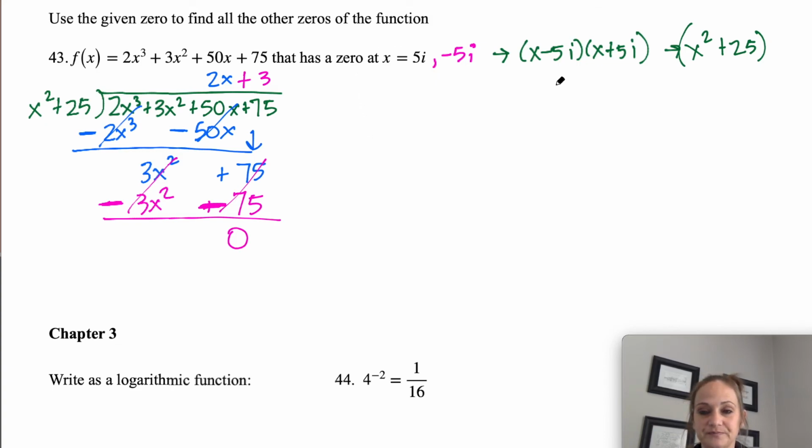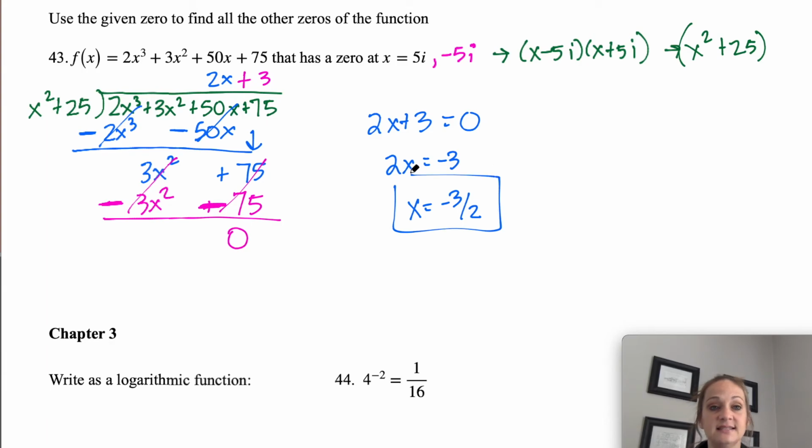So therefore, 2x plus 3 was my other factor. Set it equal to 0. I'll get 2x equals negative 3. So x equals negative 3/2 was my last 0. So 5i was a 0, negative 5i was a 0, and then negative 3/2 was your last 0.